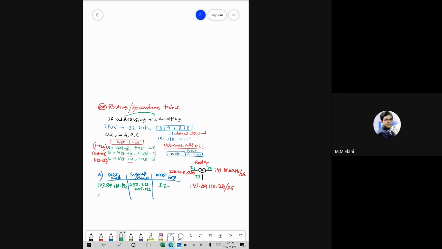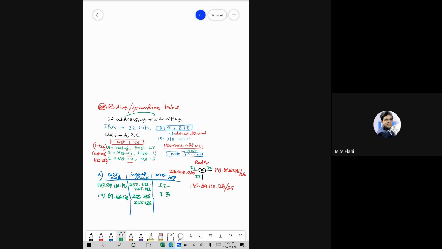Okay. Now the second one, 143.89.160.128. Again, subnet mask will be 25 bits 1. So if we put 255 thrice, that is 24, and the last octet will be 1 and then zeros, so it will be 128 in the subnet mask. Okay. Then it will be I3, right?